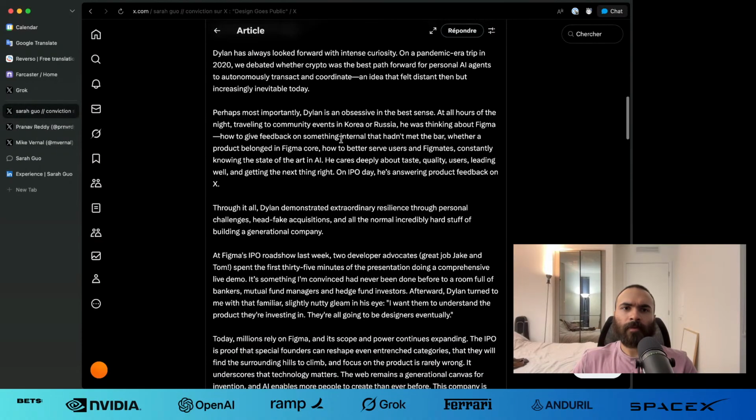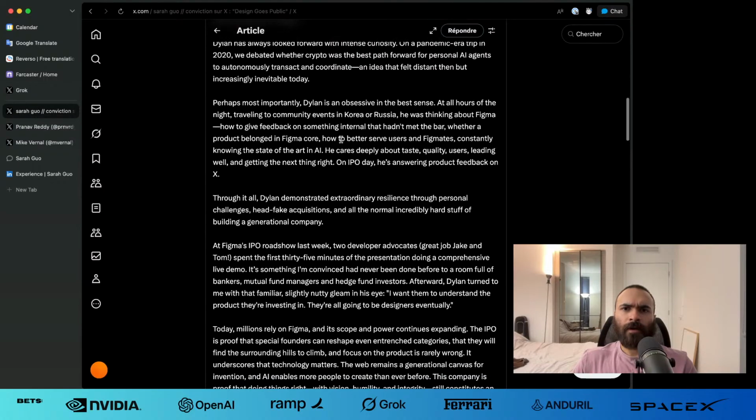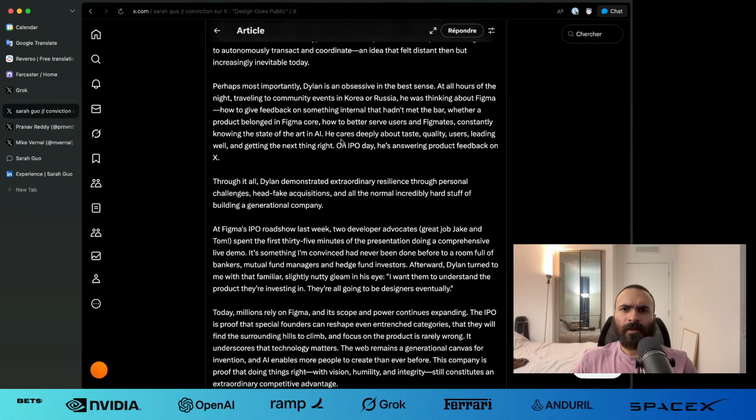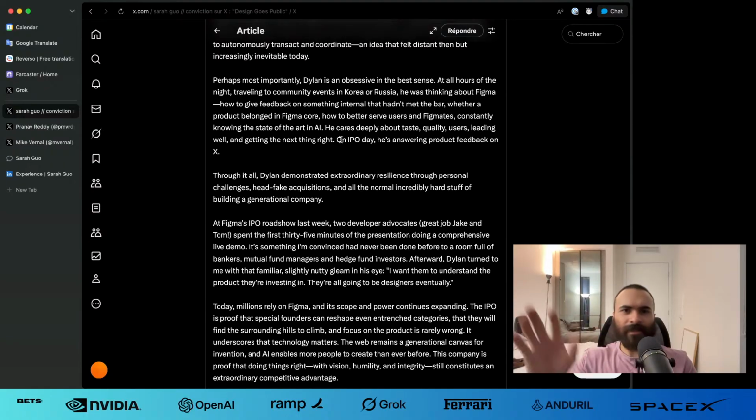On a pandemic-era trip in 2020, we debated whether crypto was the best path forward for personal AI agents to autonomously transact and coordinate, an idea that felt distant then but increasingly inevitable today. How does this go there?